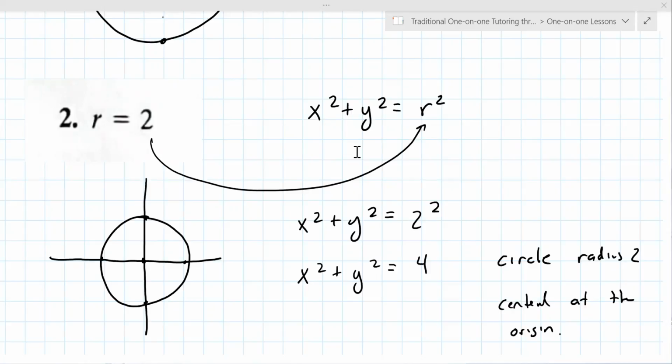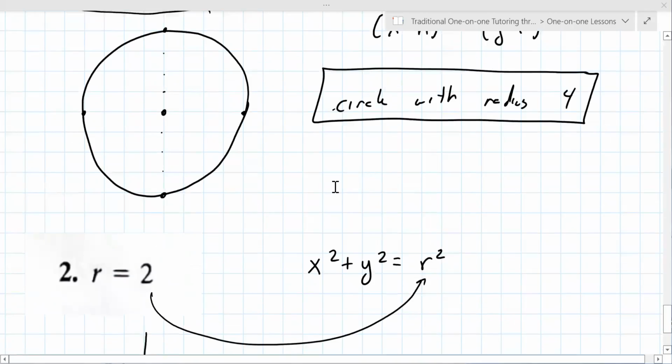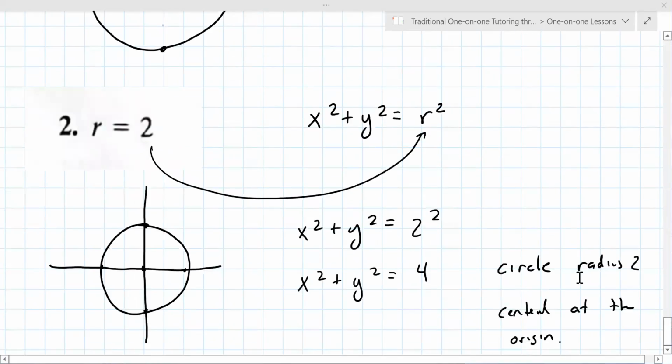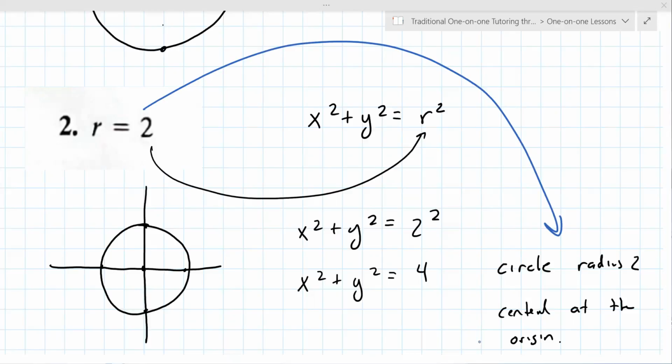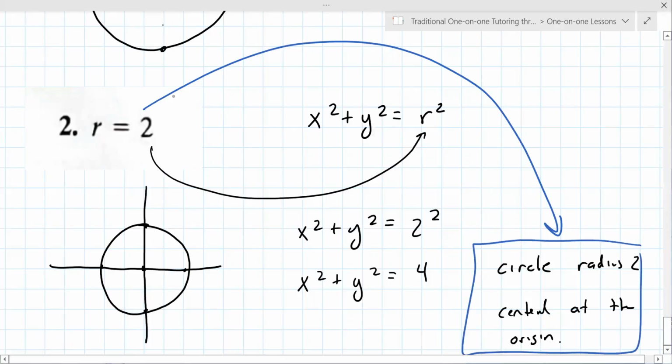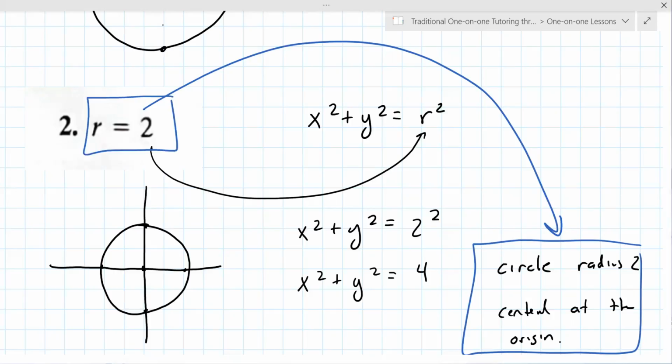So if you were doing a Quizlet on this, do you ever do Quizlets? So the Quizlet here is: R equals 2, circle radius 2 centered at the origin. You have to know the mapping from here to here. So that when you see a problem that says R equals 5, you're like, oh, that's a circle with radius 5 centered at the origin. You have to know the flip of that card to get that. Any questions on that?